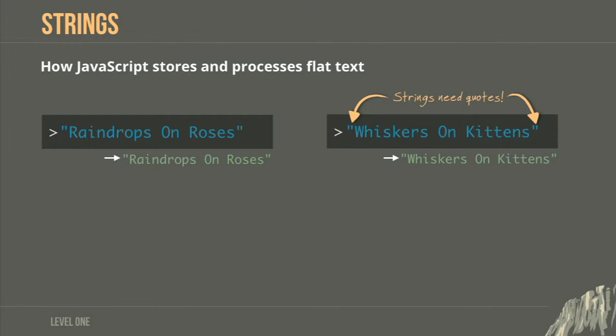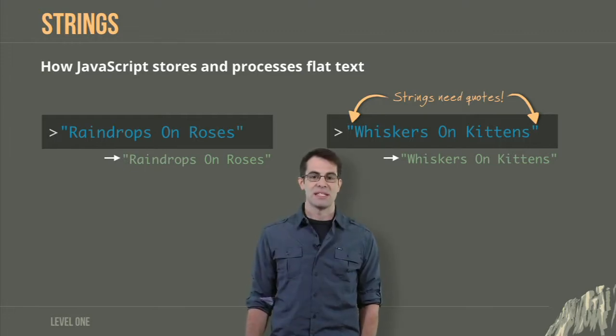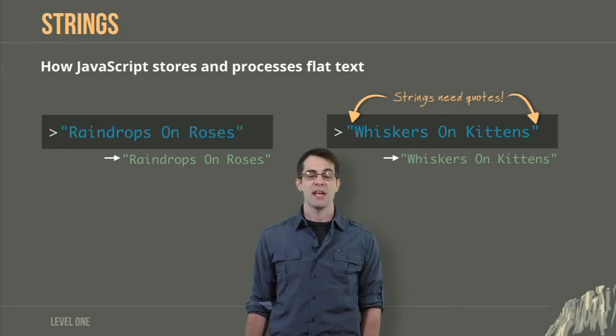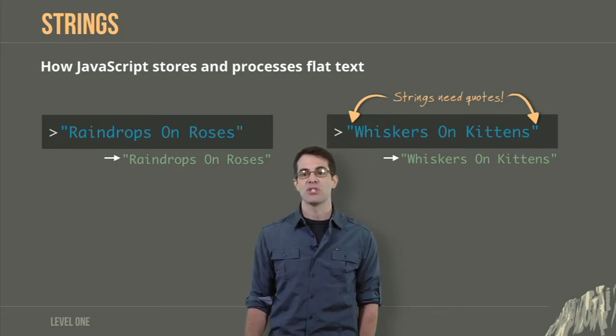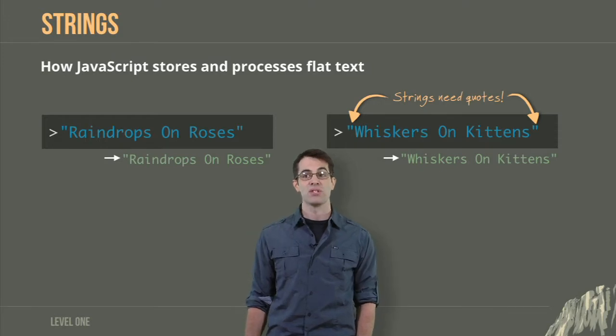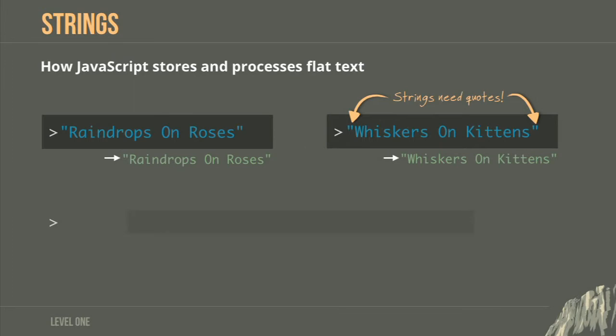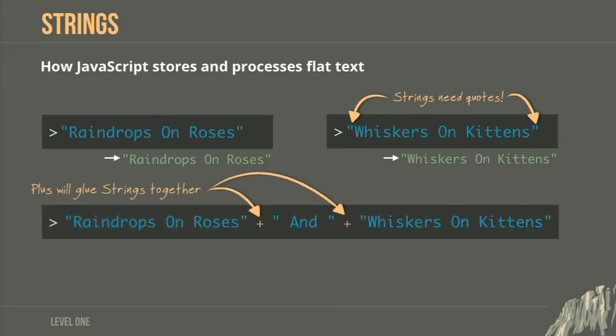back to us. We can also use the plus operator uniquely with strings in a process called concatenation. Concatenation places strings together inside of one string and returns one master string at the end. Here you can see raindrops on roses concatenated with another string that says space and space, concatenated with another string that says whiskers on kittens. As a result, we get raindrops on roses and whiskers on kittens.